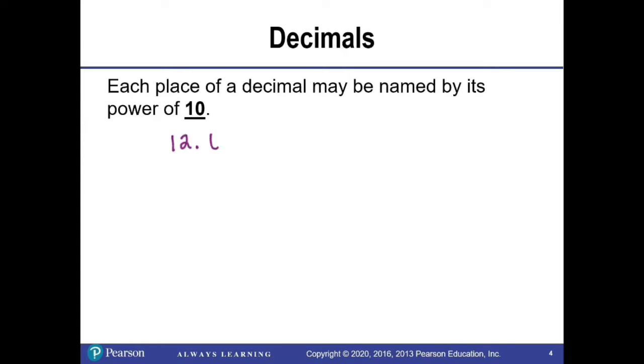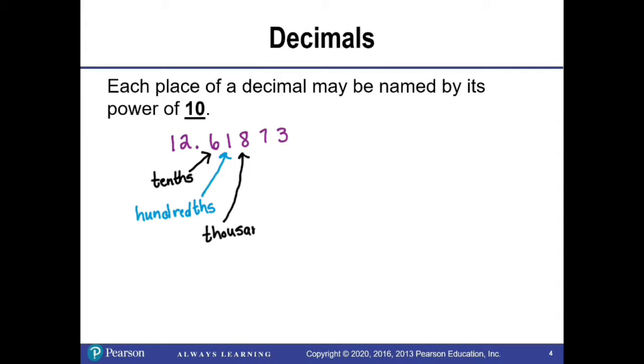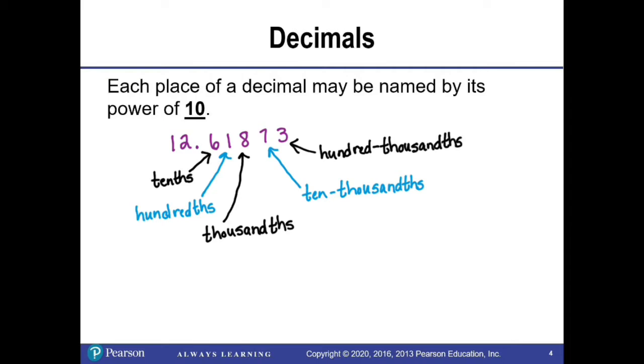So let's look at the number 12.61873. I'm going to focus on the decimal places. The 6 is in what we call the tenths place. The 1 is in the hundredths place. The 8 is in the thousandths place. The 7 is in the 10,000ths place. And the 3 is in the 100,000ths place.